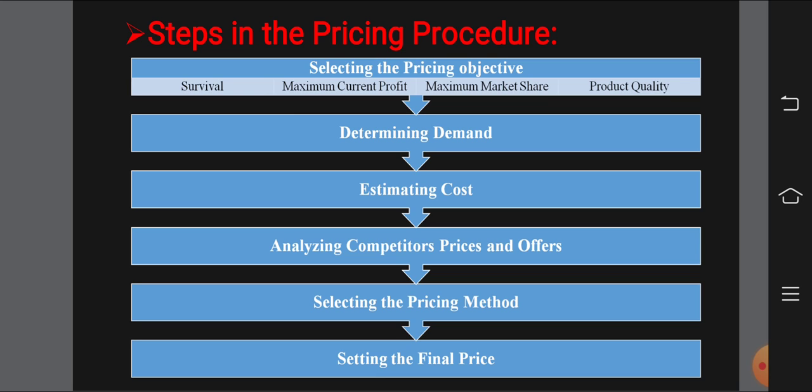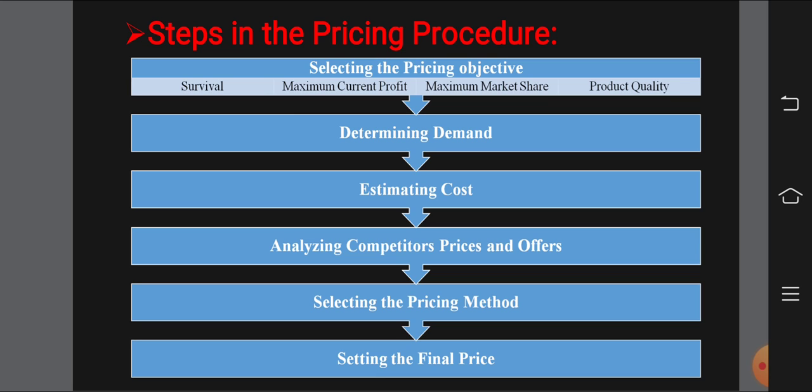Then after using the specific pricing method, in the last stage, depending on the firm's objective and by doing the competitors analysis, the final price of that particular product is determined by the organization. In this way, by using these six stages, the price of the product is determined at the end.